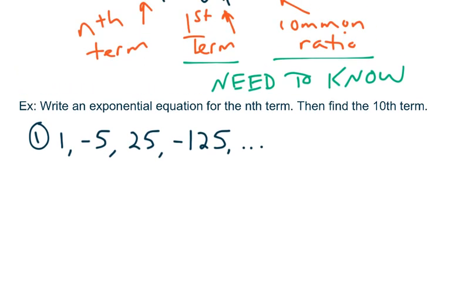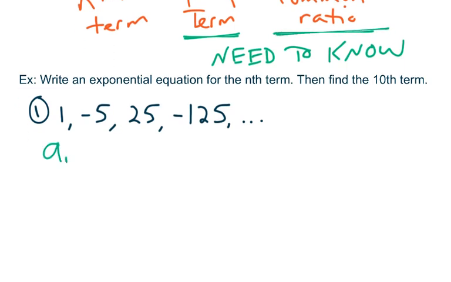Remember, the two things we need to know: first term, common ratio. First term, whatever number is listed first, that's your first term. So that is the value of 1. Common ratio: how do I go from 1 to negative 5? Well, that would be times negative 5. Negative 5 times negative 5 gets me to positive 25. And positive 25 times negative 5 gets me to negative 125. So my common ratio here is negative 5.